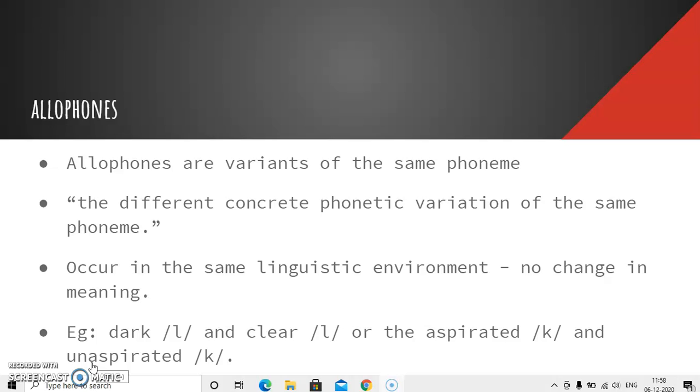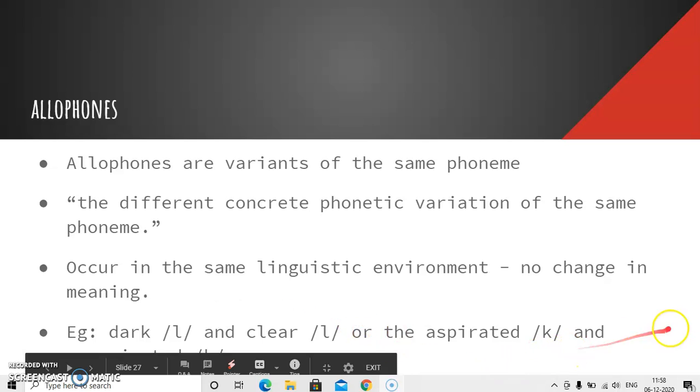If you take this word, kill, with aspirated and unaspirated K, they have the same meaning. Kill doesn't have a different meaning. If you take the L sound, for example lion, with clear or dark L, they can mean the same thing. That doesn't change. So that is what is meant by allophones. Hope it's clear.